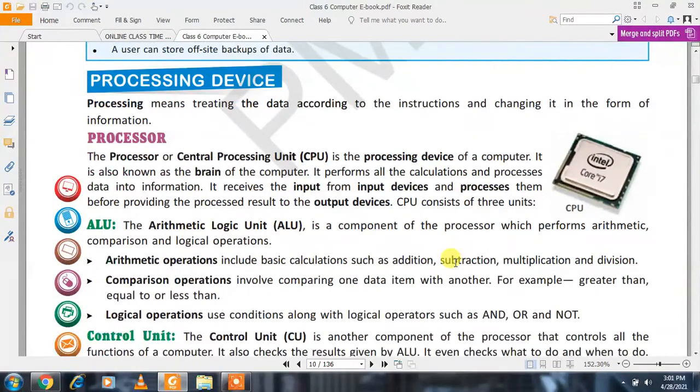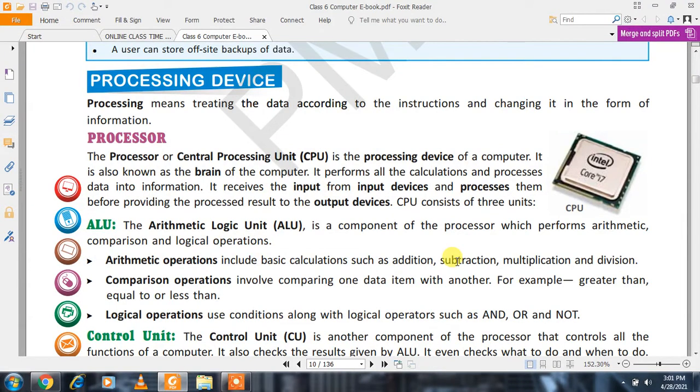In this part of the chapter, I'm going to explain about the processing devices. So first of all, we have to know what processing is. Processing means the transformation of data into information. As we already know, the main purpose of the computer is to transform the data into information, and it shows in various output devices like monitor, printer, etc.